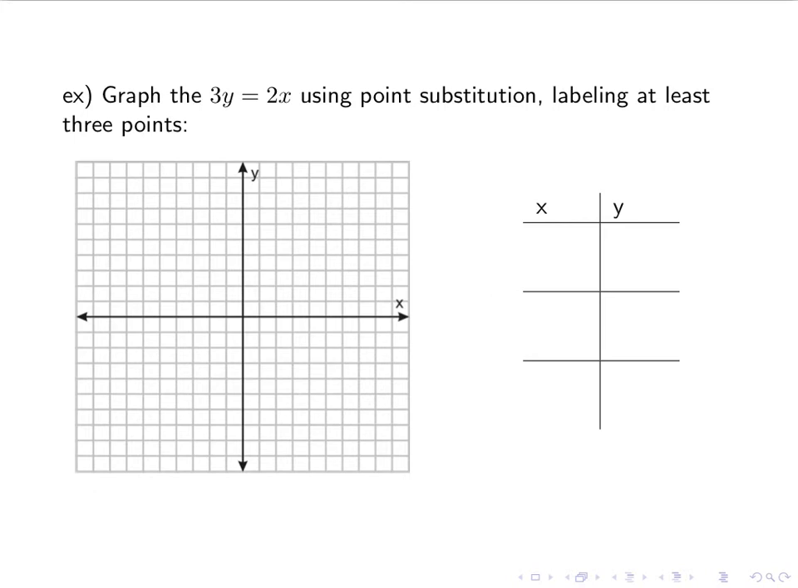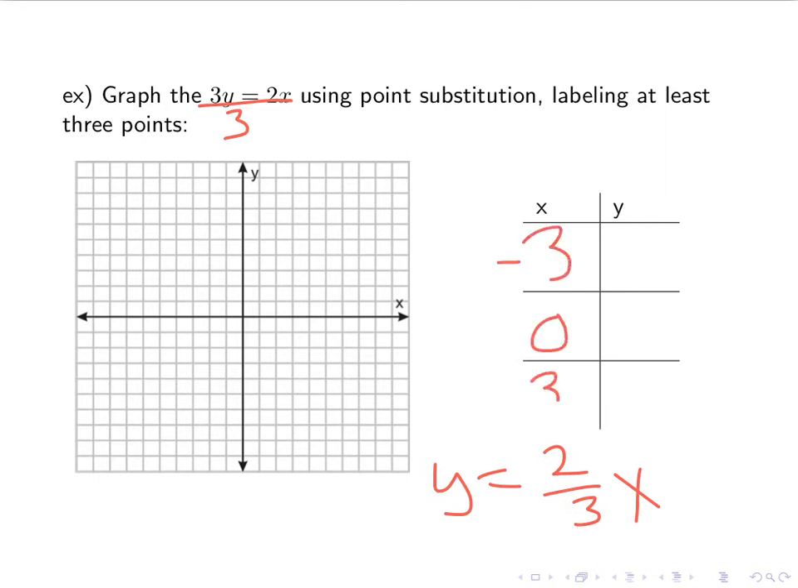If I want to do point substitution for this, the easiest way is to take my equation and solve it for y. So I have 3y equals 2x. So to get y by itself, I'm going to divide both sides by 3. So y equals 2/3 x. And again, my coefficient of x is a fraction, so I want to take x values that are multiples of that denominator. So -3, 0, and 3 are the easiest to choose.